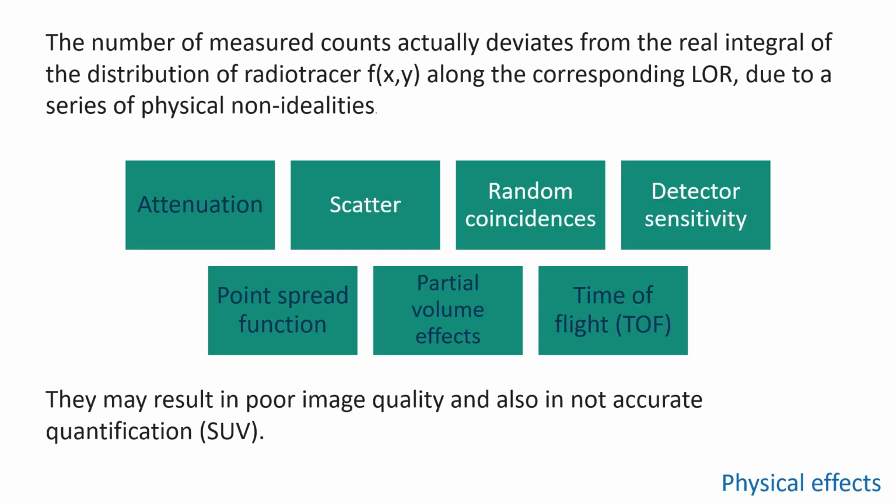The number of measured counts actually deviates from the real integral function that represents the distribution of radiotracer due to a series of physical effects. They may result in poor image quality and also in non-accurate quantification of common metrics like SUV.